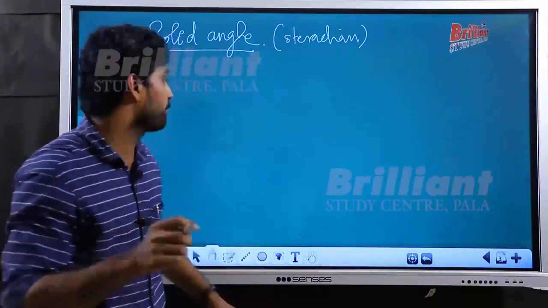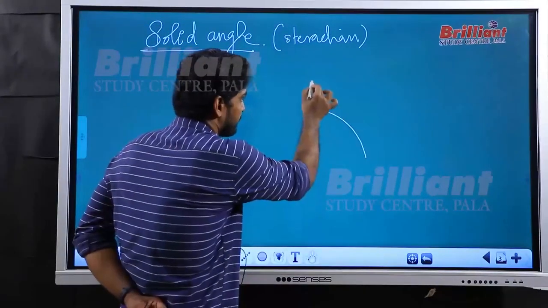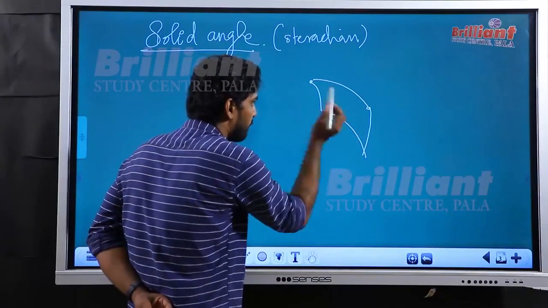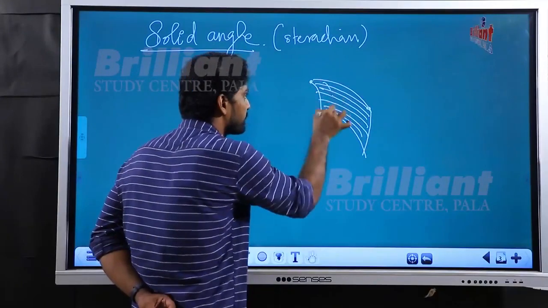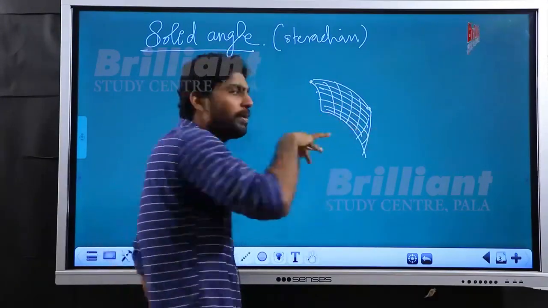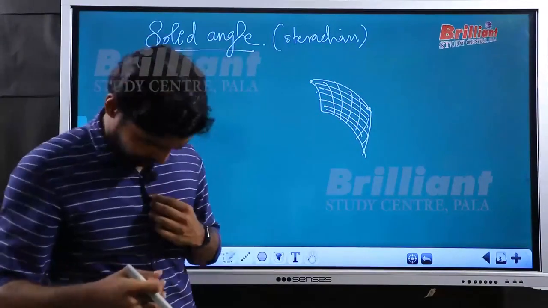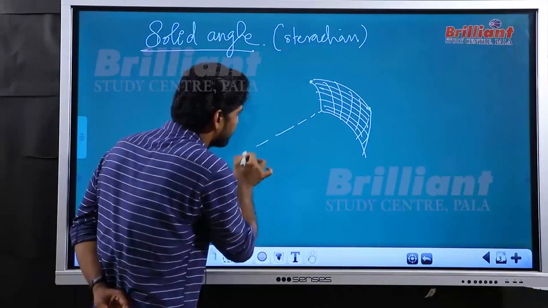I'll try to represent that by a diagram. Suppose we have a surface like this, a spherical surface. You are all familiar with a spherical surface. This is a curved spherical surface. That's a part of a sphere, like spherical mirrors that we use. Now, let's consider the radius of this sphere.